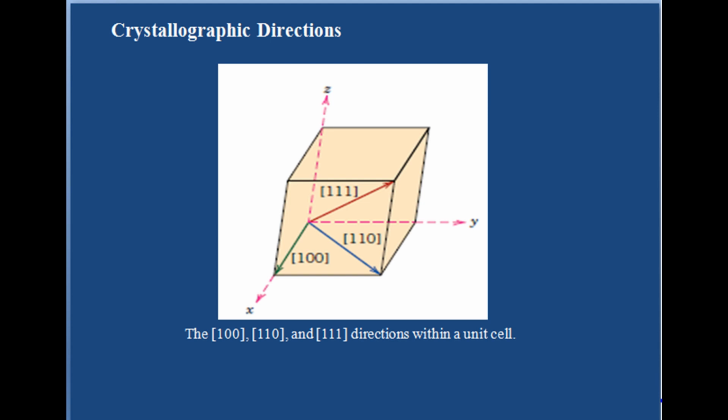Step 2. The length of the vector projection on each of the three axes is determined. These are measured in terms of the unit cell dimensions a, b and c. Step 3. These three numbers are multiplied or divided by a common factor to reduce them to the smallest integer values. Step 4. The three indices, not separated by commas, are enclosed in square brackets. Thus, [u v w] is the example for a crystallographic direction. The u, v and w integers correspond to the reduced projections along the x, y and z axes respectively. This is all about the crystallographic directions.